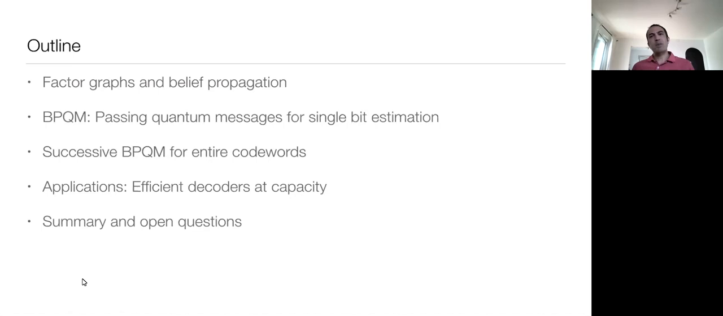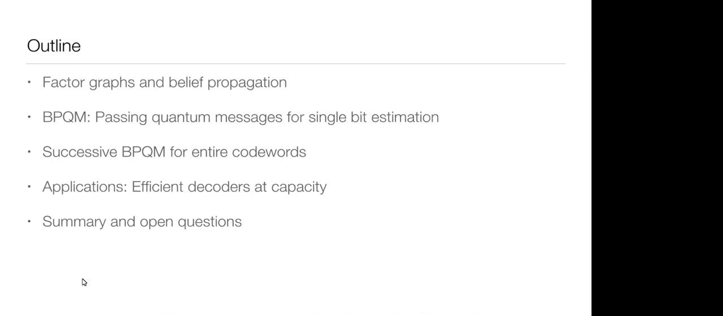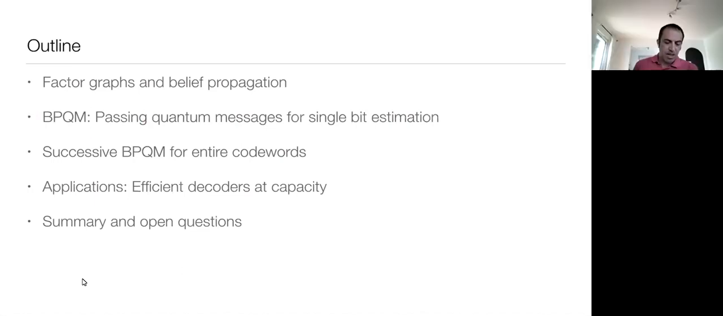In fact, one of the formulations is very close to things that we work with in quantum information theory all the time. So it's very nice. And then the main part, perhaps, is to describe the quantum version, which we call BPQM. Actually, this acronym came up in a subsequent paper on this topic, just belief propagation quantum mechanics, I guess.